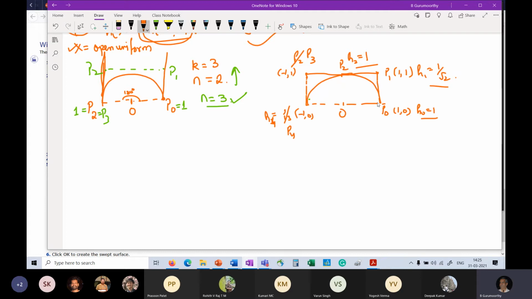And by the same argument, if I flip the picture that I drew in the earlier class about the y-axis, then I get this picture here. And again, I know that this must be equal to 1/√2, and this must be equal to 1. And then these 3 points will give me this arc of a circle. And therefore, I have my full semicircle here. Correct? Do you buy this?